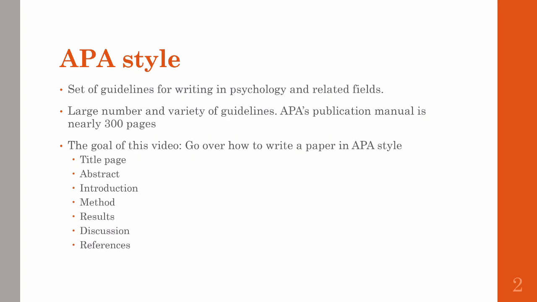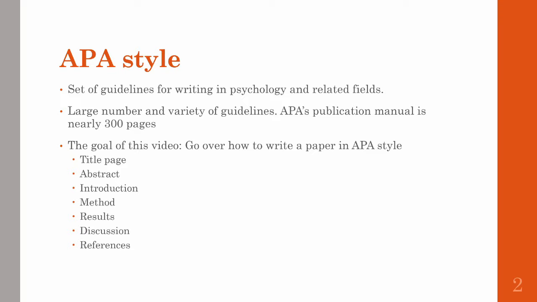So the APA created a set of guidelines for writing in psychology and other related fields. There are actually a ton of guidelines and the APA's publication manual is almost 300 pages long. So what we're going to do here is just go over the main parts of the manuscript. We have a title page, an abstract, introduction, methods, results, discussion section, and a references section.